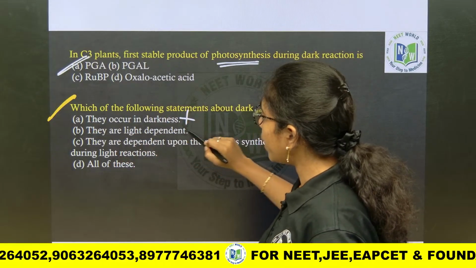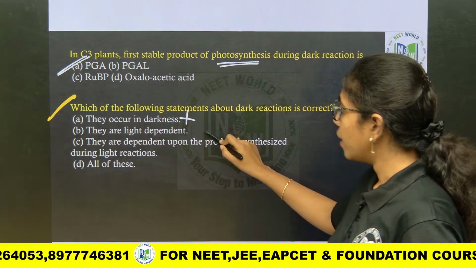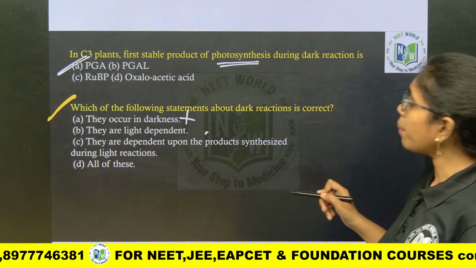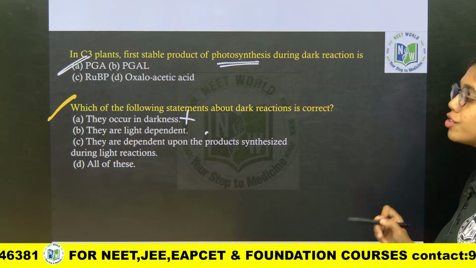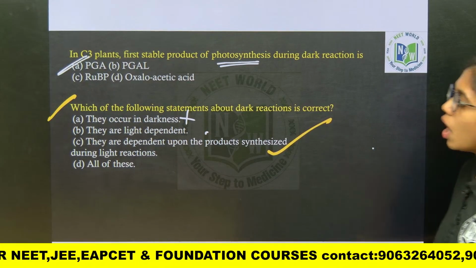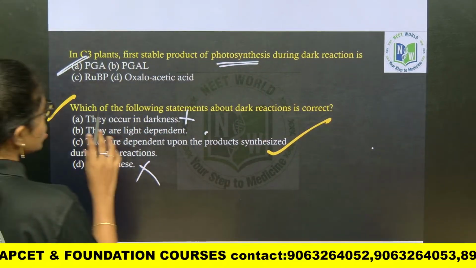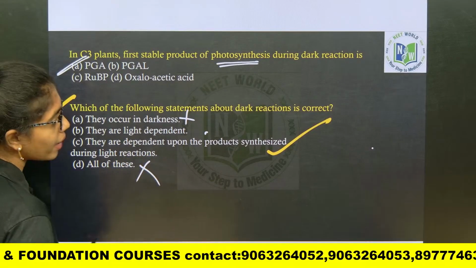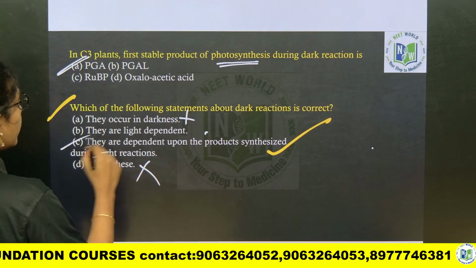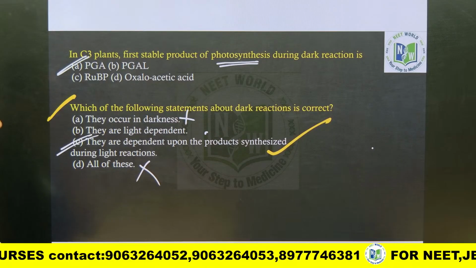They are light dependent. Yes, they are light dependent but not directly. Next, they are dependent upon the products synthesized during the light reactions. This is the very accurate, correct statement. All of this doesn't go with this question. So, which of the following statements about dark reactions is correct? They are dependent upon the products synthesized by the light reaction.